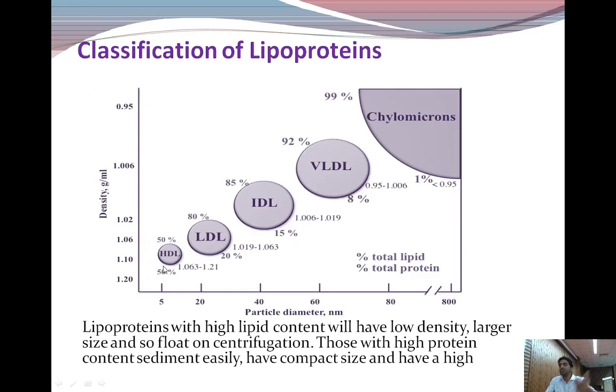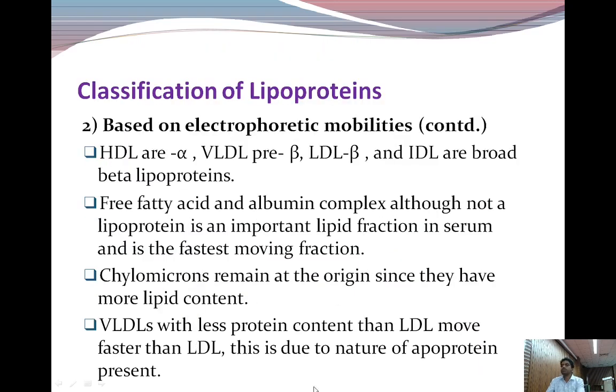First band should be made up of HDL, because it has the highest protein content, so it will move furthest. Then LDL, then VLDL should come, and then chylomicron. But this VLDL travels faster than the LDL, because even though its protein content is low, the type of lipoprotein which is present has faster mobility. So VLDL with less protein content than LDL moves faster than LDL, even though LDL should move faster because it has more protein content. But this anomaly is because of the nature of lipoprotein present in VLDL, that has higher mobility even if the content is low.